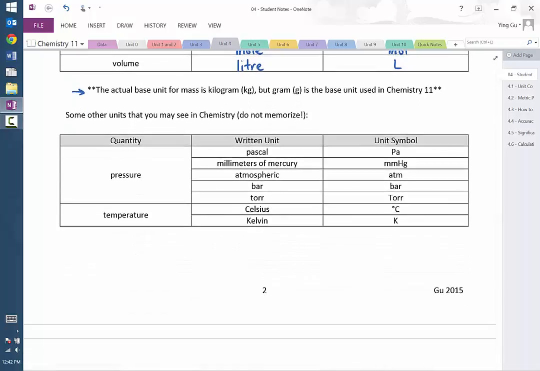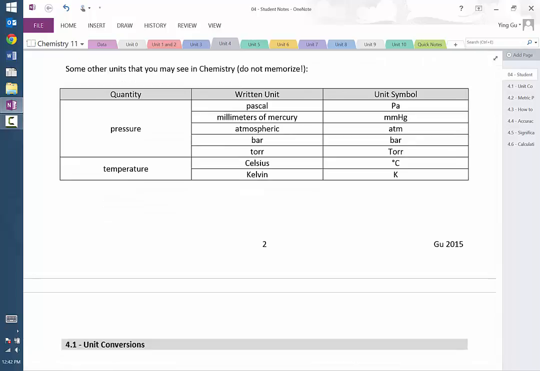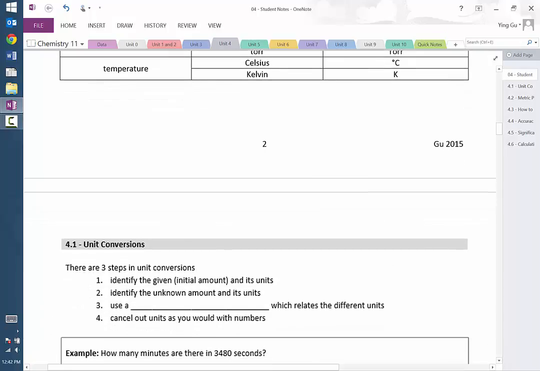This box here has just a few units to describe pressure and temperature, which we will be coming across in Unit 6. Don't worry about these and don't memorize these. I give them to you now just so that you are familiar with these, and when you see something like Pa or mmHg, you don't freak out and think, what the hell is that? So that box is just for your information.